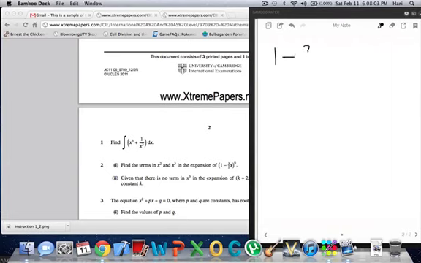(1 minus 3/2 x) the whole to the power of 6. And we need to find the terms for x squared and x cubed. So we can do that. So first, let me make this full screen.